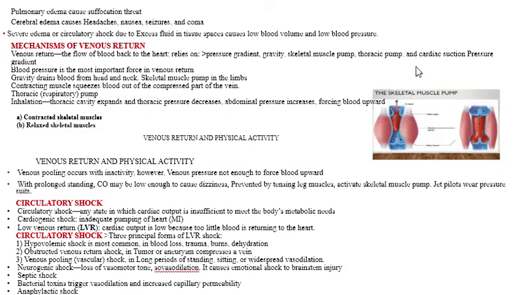Okay, and also there is a mechanism called cardiac suction pressure. So when the heart pushes, there is a suction of blood from the vena cava. The blood pressure is the most important force in venous return. So blood pressure. Gravity also affects. Okay, for the limb, contraction of muscle, I said. Thoracic respiratory pump.